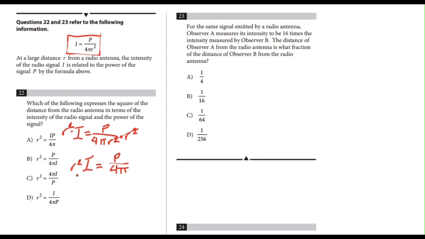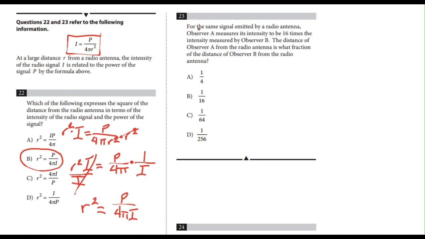Next, to get r squared by itself, we have to divide both sides by I. And when we divide by I, that's the same as multiplying by 1 over I. On the left side, these I's cancel, and we're left with r squared. On the right side, P times 1 is P, and 4 pi times I is going to be 4 pi I, which will be answer choice B.